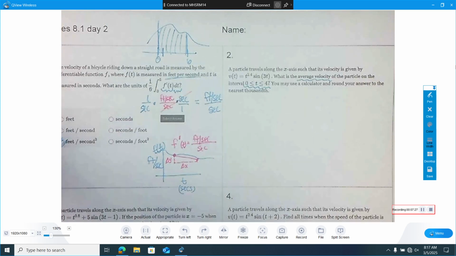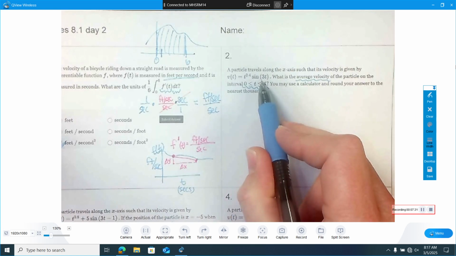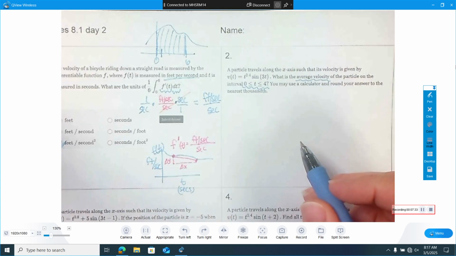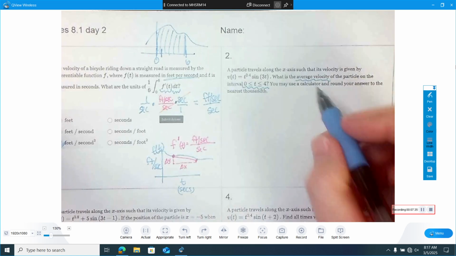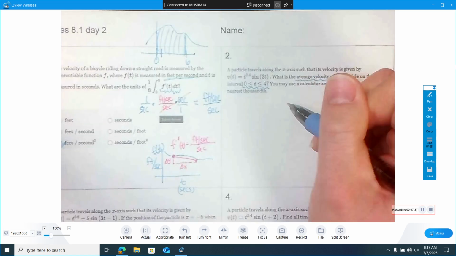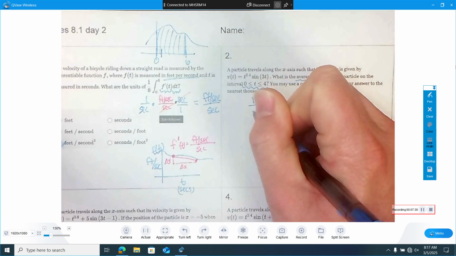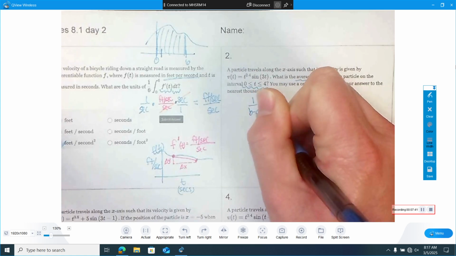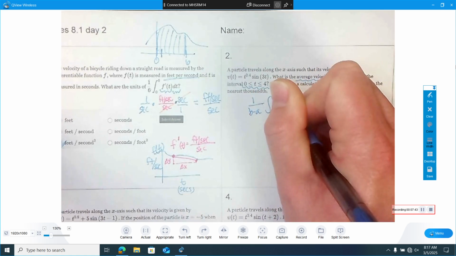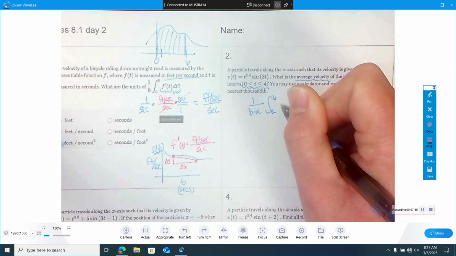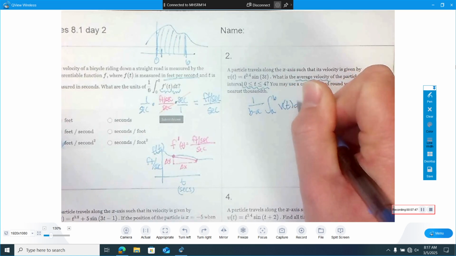What I love is how elegant everything looks when you do it. They gave us this model for velocity. We want to know the average velocity. So average velocity would be the function we learned yesterday, 1 over b minus a times the integral from a to b of whatever function we're using, in this case, velocity.